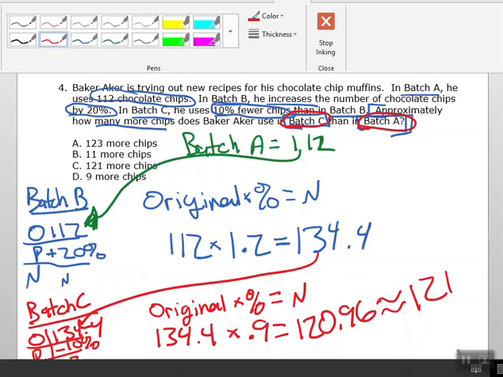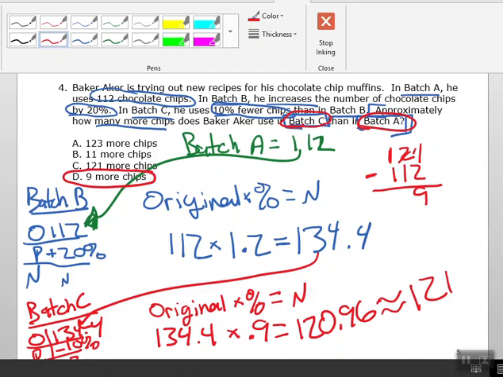So that's going to be 121 minus 112. All right. 11, 10, 9 minus 1. All right. So he uses 9 more chips. And my answer is D.